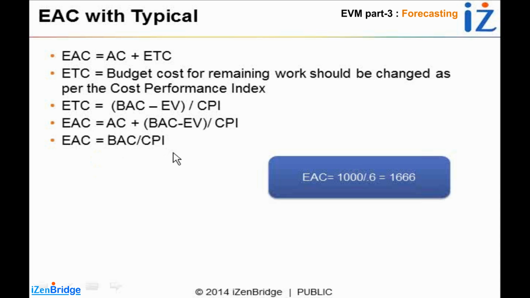If you get a question and you get a clue where the exam is indicating that whatever variances you have observed are going to be continued, you need to pick this option. Now there is one more variant of this which I am not discussing in this particular webinar. In some cases, we also factor in the schedule performance index. So for the remaining work, we don't just divide the remaining work by the cost performance index, but we also divide it by the schedule performance index.